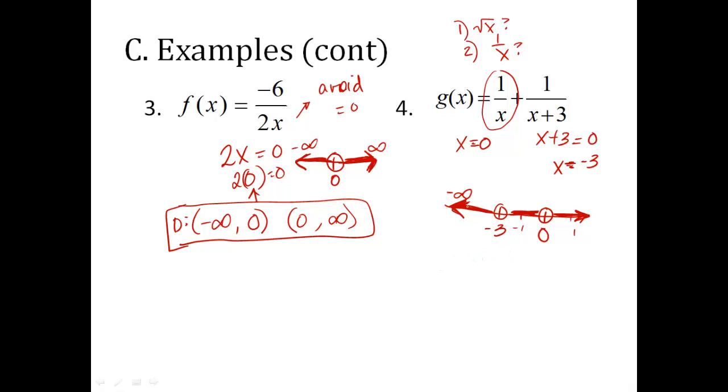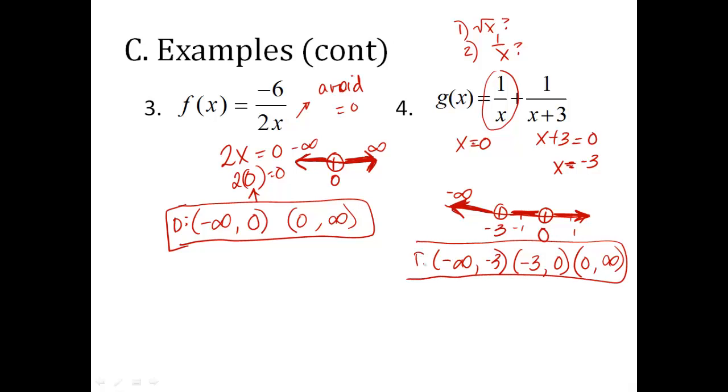Well, you've got 3 parts to your number line, so you're going to have 3 parts to your domain. It goes from negative infinity to negative 3, parenthesis, because I don't include negative 3. Then I go from negative 3 to 0, parenthesis, because I'm not including the 0. And it jumps over the 0 and goes to positive infinity. Okay? There's my long domain statement in this case.